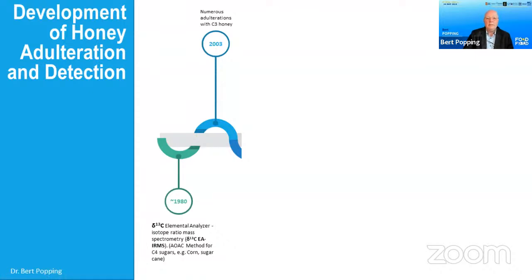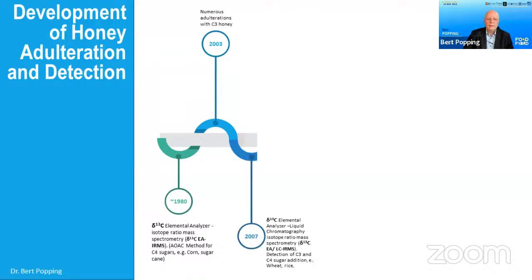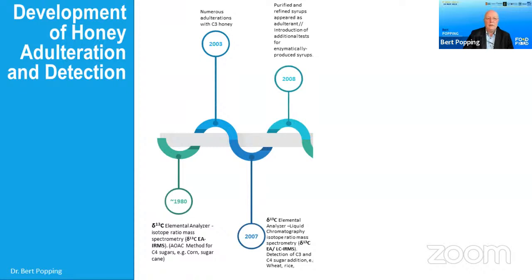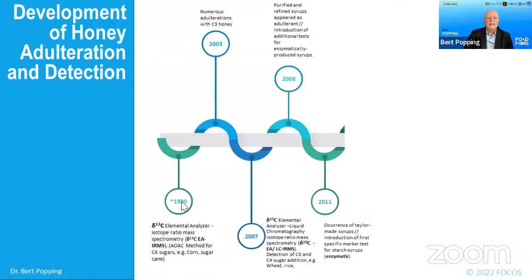Voila, the fraudsters came up, adulterating the honey no longer with C4 sugars, but with C3 sugars, for example from wheat or rice starch. So then the scientists developed a method to detect not only the C4 sugars, but also the C3 sugars. Then all of a sudden, when the C3 and the C4 sugars could be detected, the fraudsters came up with purified or refined syrups that were not detectable with that method. So then the scientists developed specific enzymatic marker tests to uncover that.